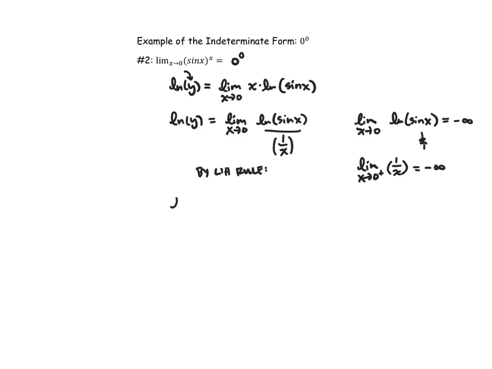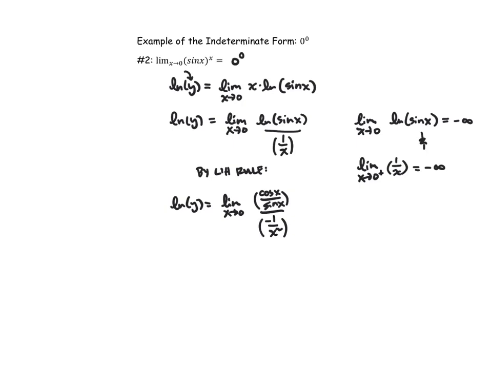Okay, so now I can use L'Hopital's rule, and what I'm going to see is that the natural log of y is equal to the limit as x approaches 0 of the derivatives individually. So the natural log of sine x, its derivative is 1 over sine x times the derivative of sine x, which is cosine x. So I get cosine of x over sine of x over the derivative of 1 over x, which is negative 1 over x squared.